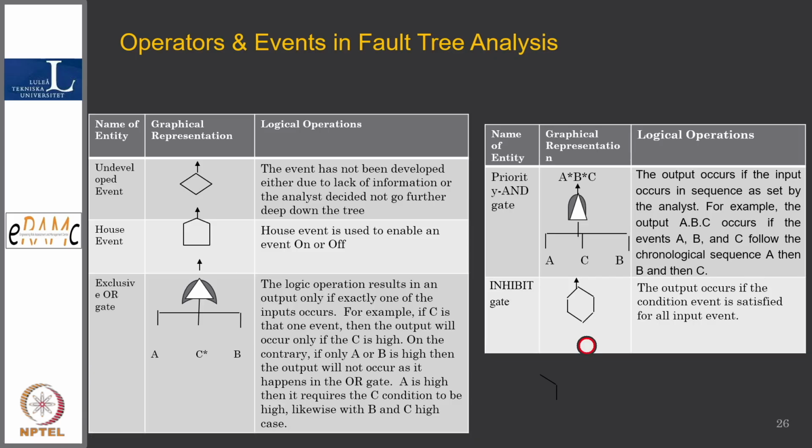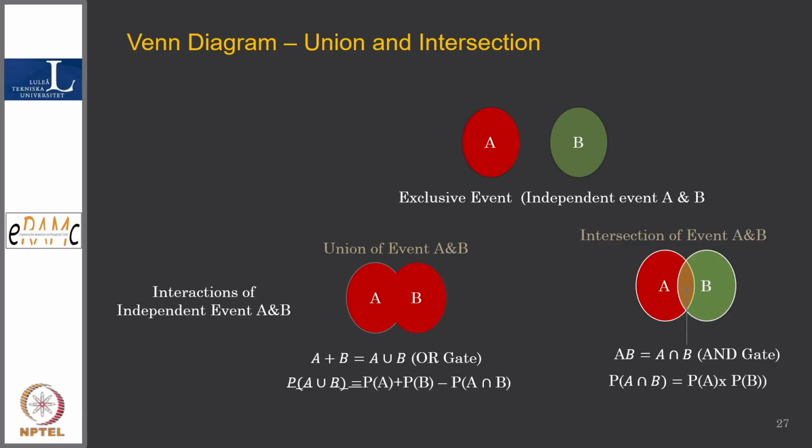Okay. So these are the important gates in the fault tree. And then let us learn some fundamentals, because we have to see the Venn diagram. The events A and B are independent, so this particular Venn diagram is representing their independency. The intersection of events is represented like this, the overlapping area.